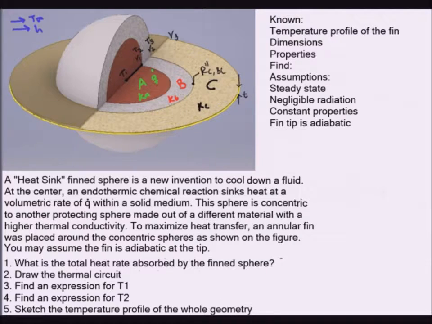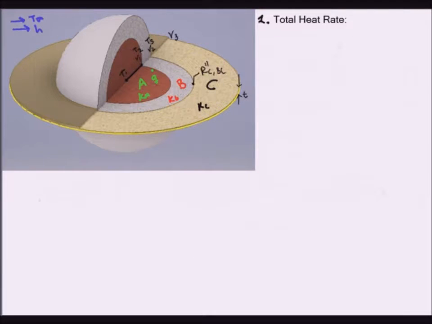Let's start with question number 1. The first question is, what is the total heat rate? But before we develop an expression for the total heat rate, let's first take a note on the direction of heat transfer. As you may notice in the diagram, we were given 3 different temperatures at different radial distances from the center. This means that if those temperatures are different, heat is going to be flowing radially, from the center outwards or from the outside towards the center.